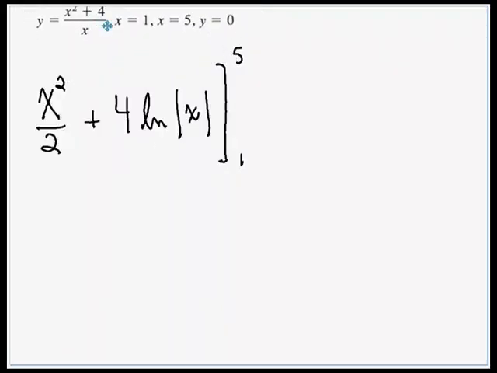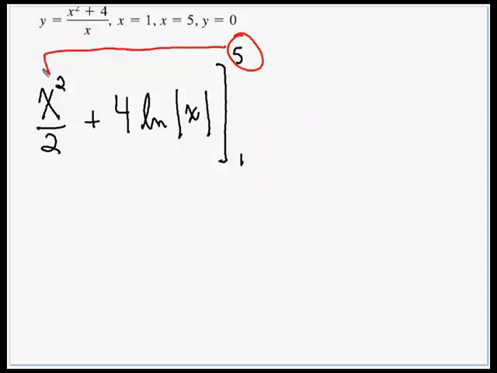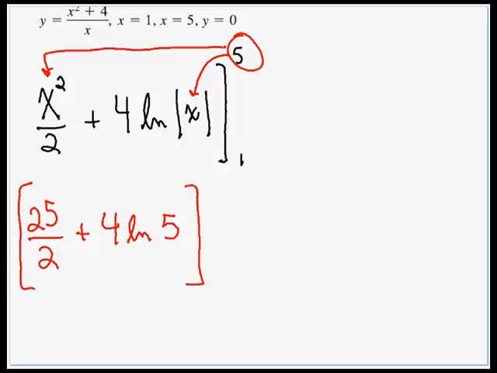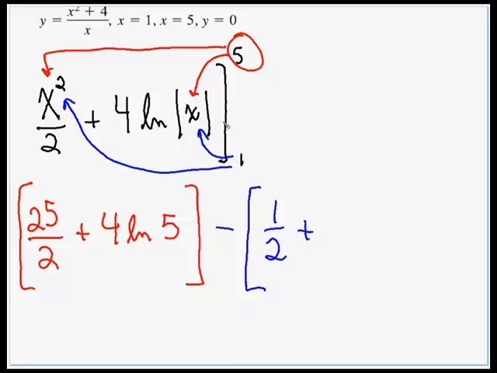So let's see what happens here. Upper limit 5 drops in first. It's going to go in here and be squared. It's going to go in here and be a natural log. So 5 squared is 25 over 2 plus 4 times the ln of 5. That's our first term, our upper limits evaluated. And then we're going to subtract the evaluation of our lower limits. Plug the 1 in for x. 1 squared over 2 is a half. Plus, we plug the 1 in for that x. We're going to have the 4 times the ln of 1.